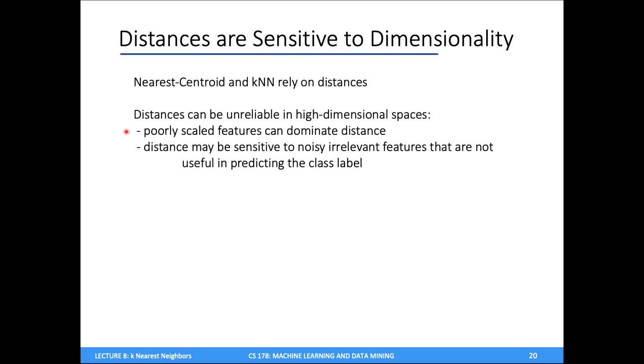So for example, we saw previously that if you have features that are not scaled properly, if you have some features that are larger than others, these can really dominate the distance calculations and can lead to poor performance of your model. But another way that distances can be unreliable in these high dimensional spaces is that they can actually be noisy due to irrelevant features that are not actually predictive of the label that we're interested in.